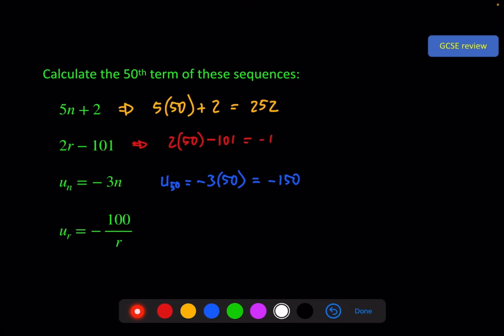The last one, very similar, the rth term. We replace the subscript r to show it's the 50th term, and we get minus 100 over 50, which gives us minus 2. I hope these are familiar to you from your GCSE work. We're going to be using this idea in this chapter.